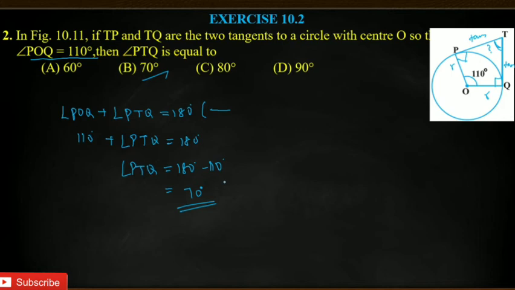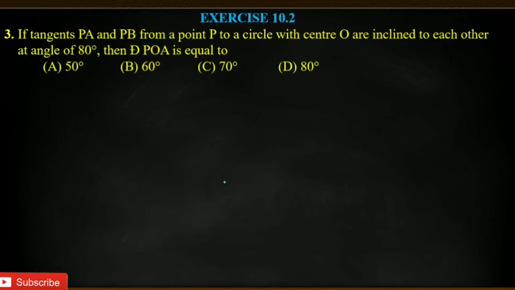Next I'm going to question number 3. You see here they didn't give any diagram, so we have to draw this. If tangent PB from a point P to a circle with the center O. So we have one circle like that. Center point O, they said. Outer point they said P. So here we have to draw tangents like this. PA they said, and PB they said. So this is the point B, this is the point A, and this is the radius.